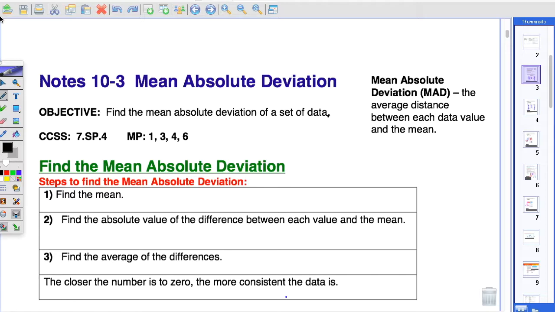The objective is to find the mean absolute deviation of a set of data. The Common Core state standards are listed in the mathematical practices. We're going to find the mean absolute deviation. These are the steps to find the mean absolute deviation. 1 is to find the mean. 2 is to find the absolute value of the difference between each value and the mean. 3 is to find the average of the differences. The closer the number is to 0, the more consistent the data is.